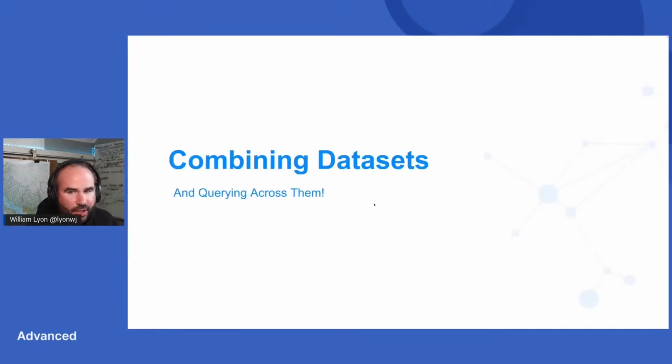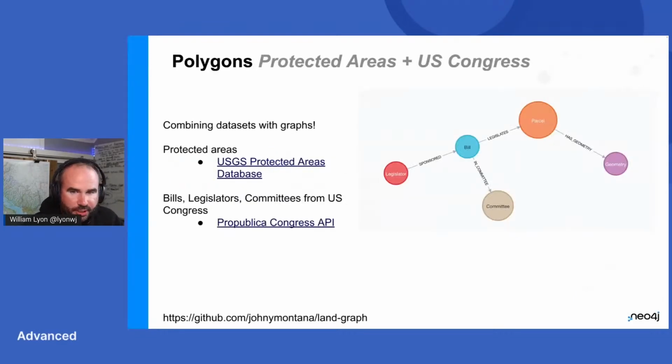Okay, so I have just a couple minutes left, and I have one more example that I want to talk about to showcase one of what I think is the most powerful features of graph databases like Neo4j, and that's the ability to combine data sets and query across them. For this one, I was looking at a database of protected areas in the US. The US Geological Survey publishes this protected areas database. These can be things like national parks, wildlife refuge, these sorts of things.